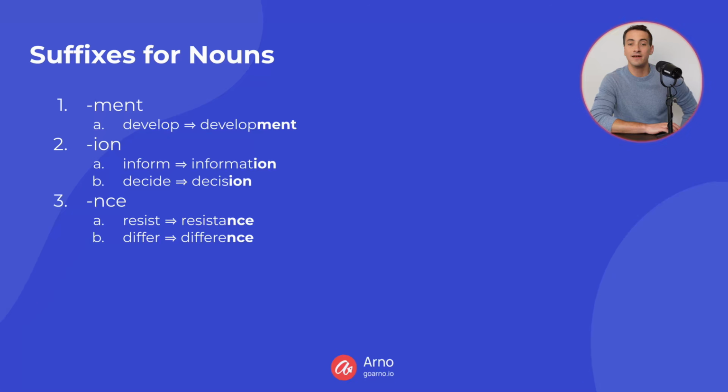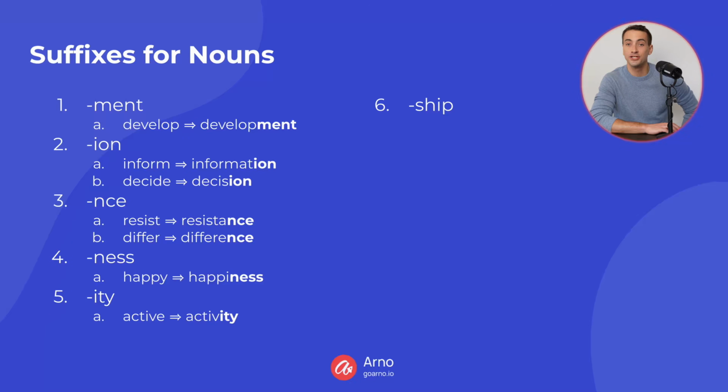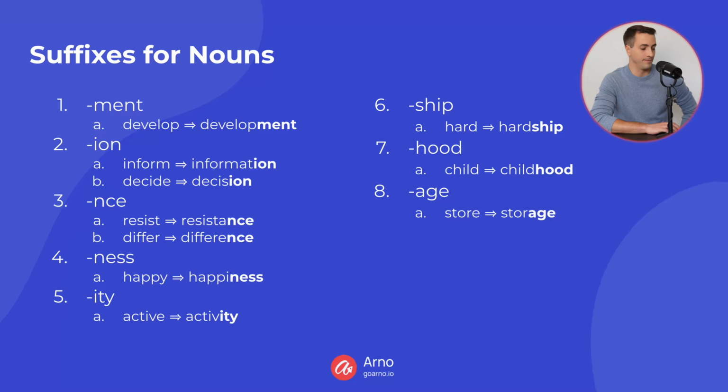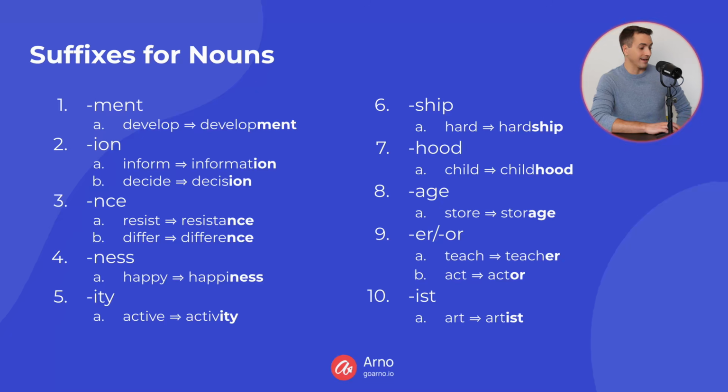resistance, difference, ness, happiness, ity, activity, ship, hardship, hood, childhood, age, storage, er or or, teacher, actor, and ist, artist. Again, when you see a word that ends with one of these suffixes, you can be confident that it is a noun.